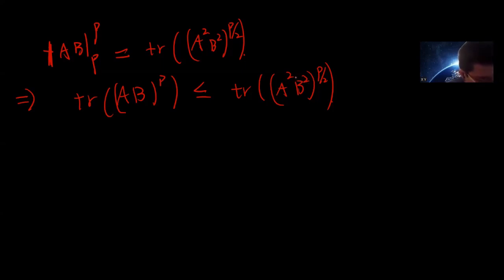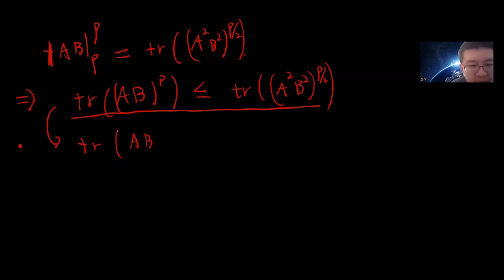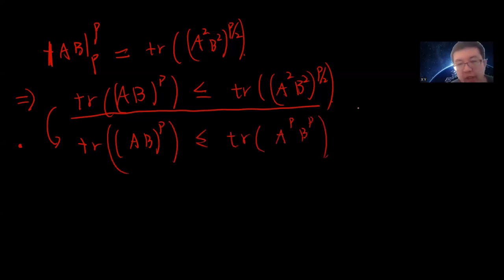So what does this mean? This means that this inequality can actually be rewritten as another one. Let me just write it down. This one implies the following: trace of (AB)^P is bounded by trace of A^P B^P. And the reason is that you can keep iterating this inequality.